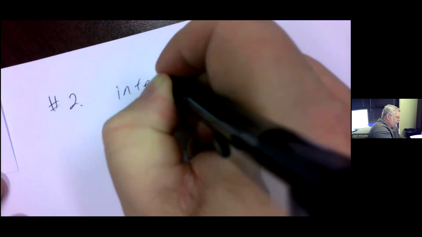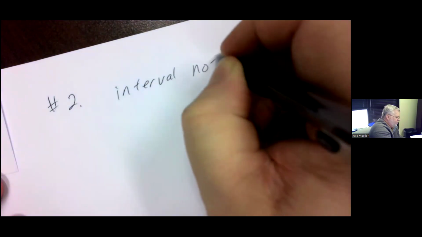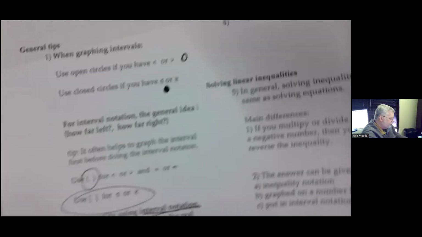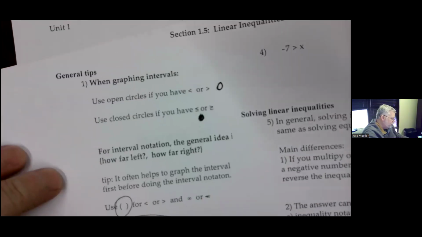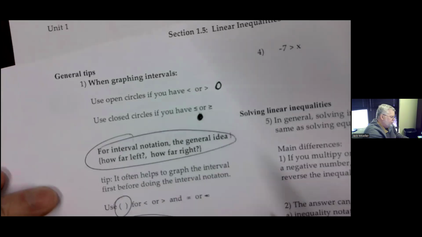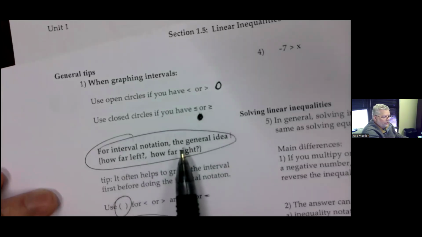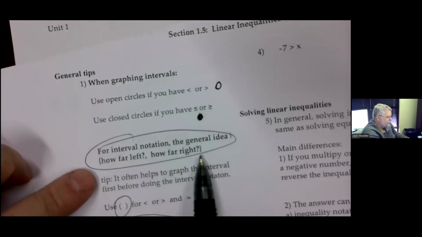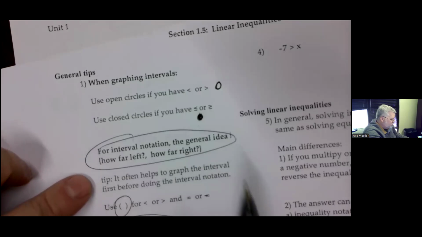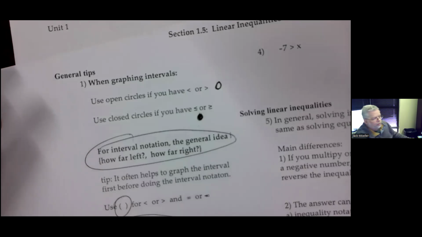So the thing to remember for interval notation, and I've got it back up here on number one. For interval notation, the general idea is how far left do we go, comma, how far right do we go? And then we're going to do parentheses or brackets depending on what's appropriate to the problem. So just remember, interval notation is just the endpoints.